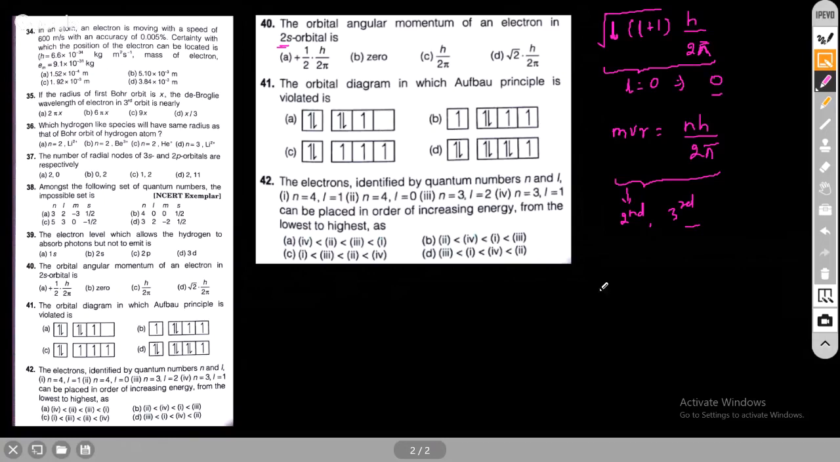For 2p orbital, what will be the orbital angular momentum? For 2p orbital, the L value is 1, right? So root over of 1 into 1 plus 1, times h by 2 pi. So it is root 2 h by 2 pi. Hence, option D is correct in that case.